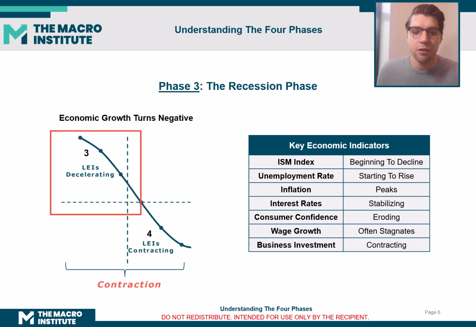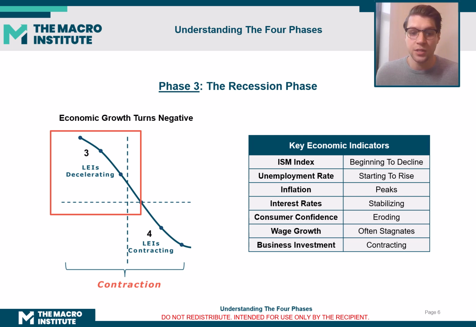That is when economic growth generally turns negative. So the ISM index is beginning to decline. The unemployment rate is probably starting to rise at this point off of its lows. Inflation has peaked. So generally, you have interest rates stabilizing at this point. So you might see inflation start to come down a little bit, if not at least stabilized. So this is generally where you'll see a Fed pause, right?